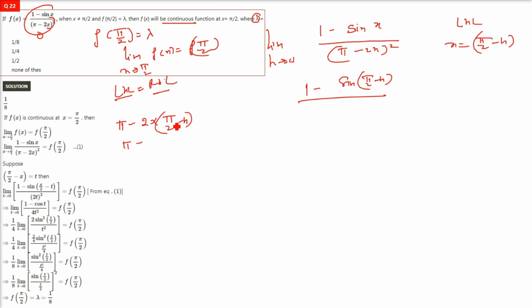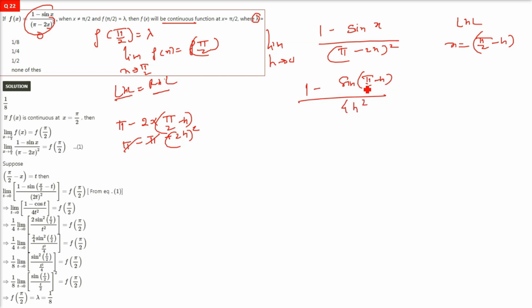Pi minus 2 into pi by 2 gets cancelled. Pi minus pi plus 2h, so pi gets cancelled. You have 2h, and there was a square also, pi minus 2x whole square. So this is (2h) whole square, which is 4h square. Now you have 4h square. What about the numerator?